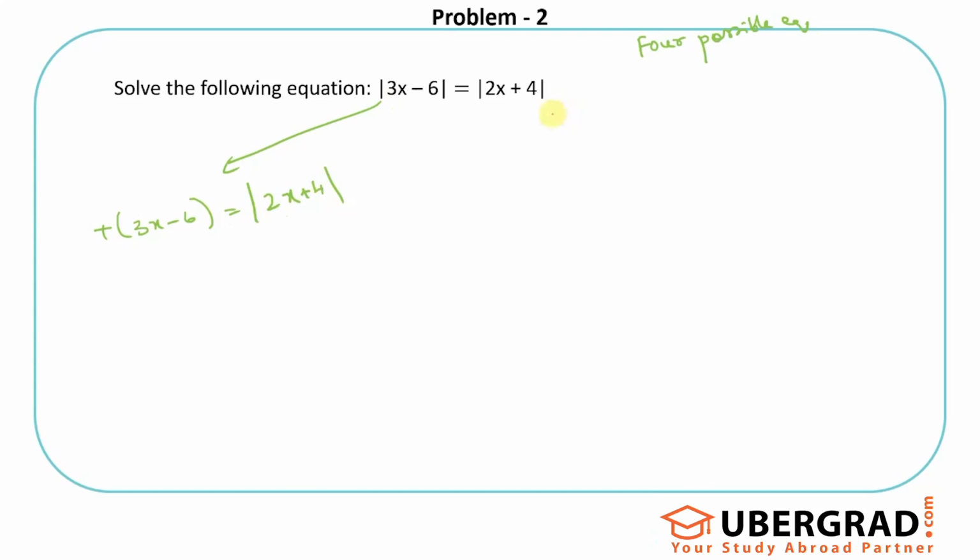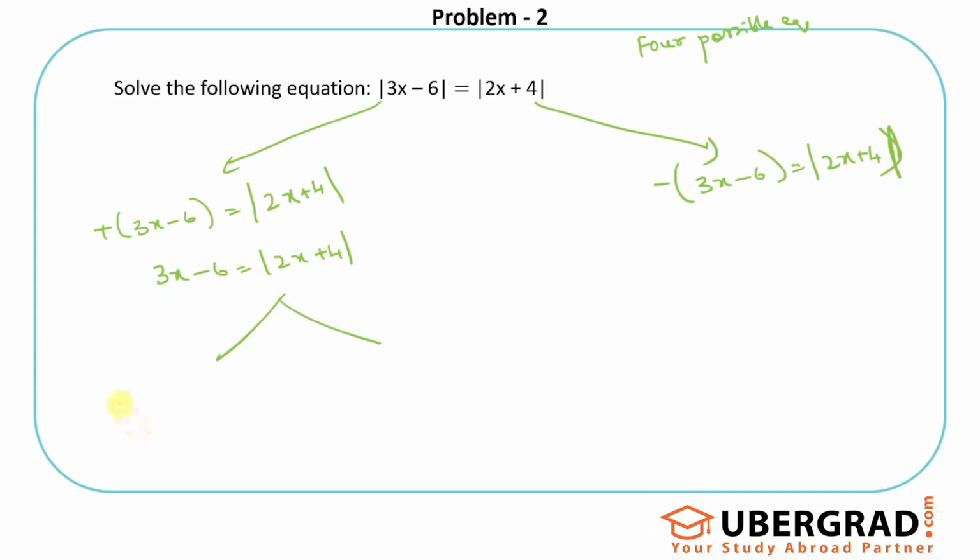Let me first show it easily for us to understand. Right, this is one possible equation. The other will be minus of 3x minus 6 is equals to mod of 2x plus 4. Now 3x minus 6 is equals to mod of 2x plus 4. Now let me split further because it's one more mod. So it will be 3x minus 6 is equals to plus of 2x plus 4. This is one case. The other case will be 3x minus 6 is equals to minus of 2x plus 4.